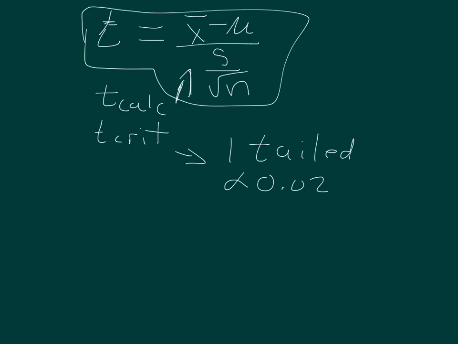If your t calculated is larger than your t-crit, oh dear, that's when you reject the null, because it's in the rejection range. It's in that extreme part of your curve.